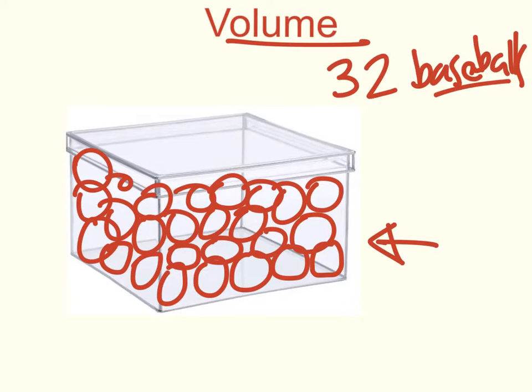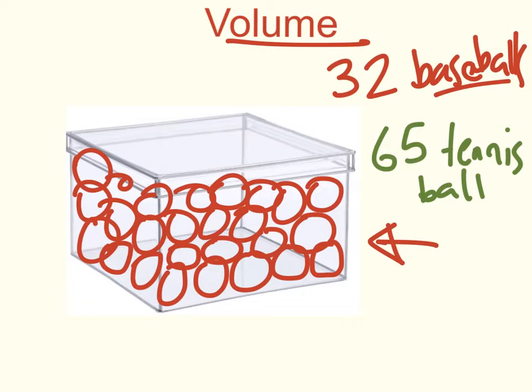Or if I put in tennis balls and it fits 65 tennis balls, I would say the volume of the box is 65 tennis balls. I'm always referencing my unit of measure. If I just said the volume of the box is 65, you might not know what I mean. You might be thinking 65 dice, 65 pizzas. Is it the size of 65 children? That's a pretty big box. So we have to be really clear about our unit of measurement if we're using tennis balls or baseballs, or maybe we do use dice.